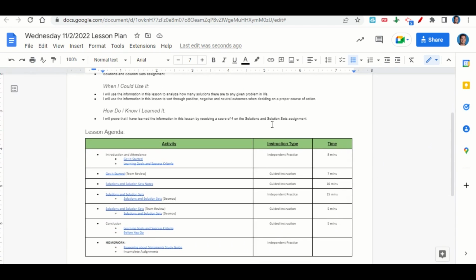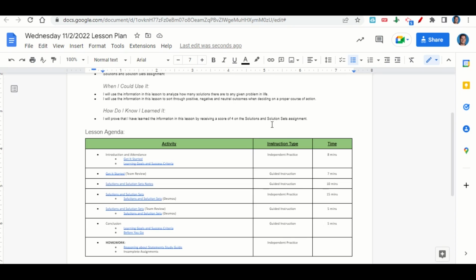Now let's take a look at our agenda for today. We will begin by going over the learning goals and success criteria. While we do that, you'll fill out your Get It Started. Once you've completed your Get It Started, we'll go over it together and answer any questions that you may have. After that, we'll go over the solution and solution sets notes, and then I'll give you time to complete the solutions and solution sets assignment on Desmos. Once you've completed the assignment, we'll go over it together and answer any questions that you may have.